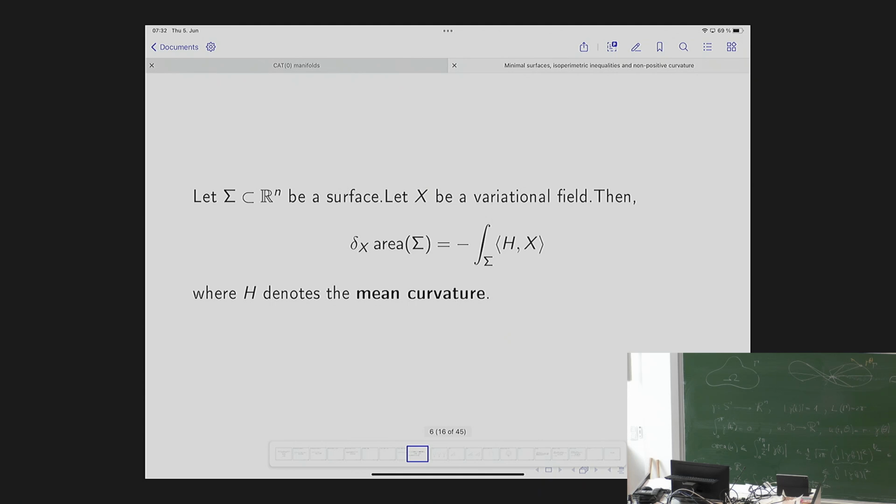Then to understand what the mean curvature is, pick a point x, and suppose that the gradient of f is 0 at x. What that means is that the tangent space here is horizontal. Then the mean curvature at that point is just the trace of the Hessian of f, which is Laplace f.